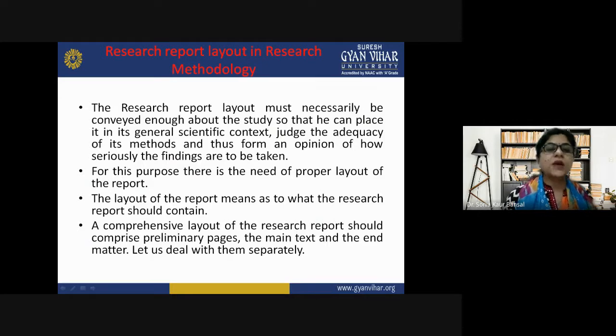This is how the research report carries out its meaning. When we are talking about a research report, it must be a very good presentation of all the research processes. Let's understand how it should be, what should be taken care of and what should not be done. The comprehensive layout we are going to discuss today includes preliminary pages, the main text, and the end matter, and how they should be organized. Let us deal with them separately, one by one, so that there will be more comprehensive learning.